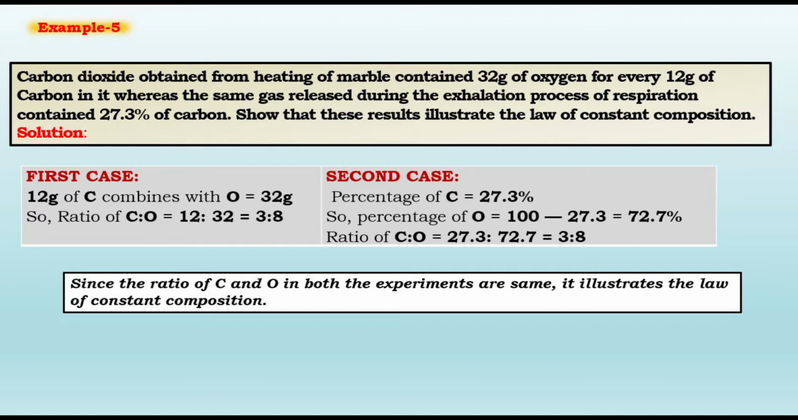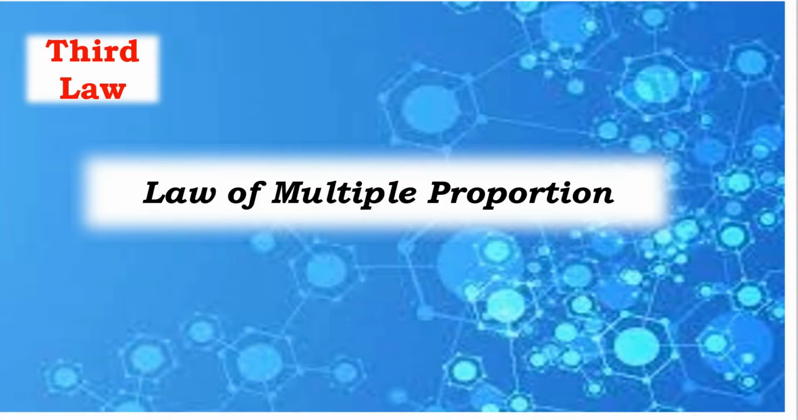to 8. In the second case, percentage of carbon given is 27.3%. So the percentage of oxygen is equal to 100 minus 27.3, that is equal to 72.7%. Here the ratio of carbon is to oxygen is equal to 27.3 is to 72.7, that is equal to 3:8. Since the ratio of carbon and oxygen in both the experiments are same, it illustrates the law of constant composition. Third law, law of multiple proportion.